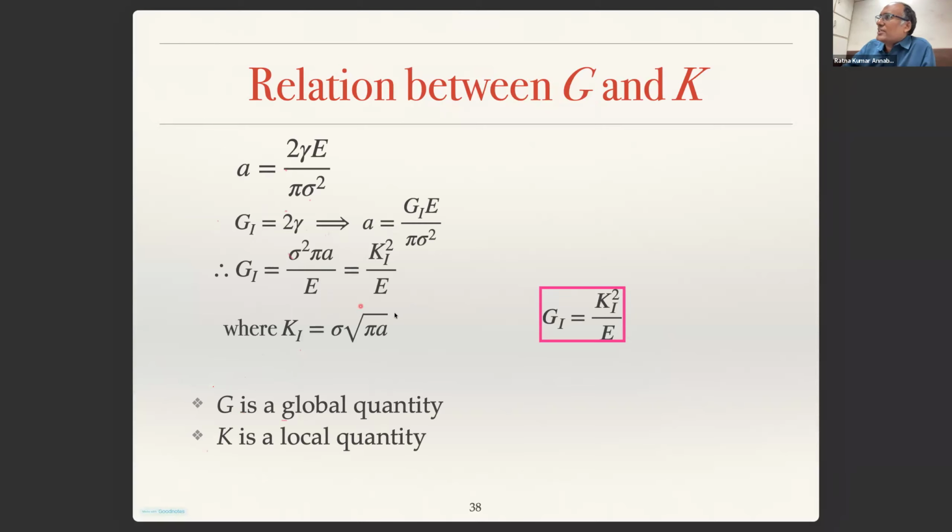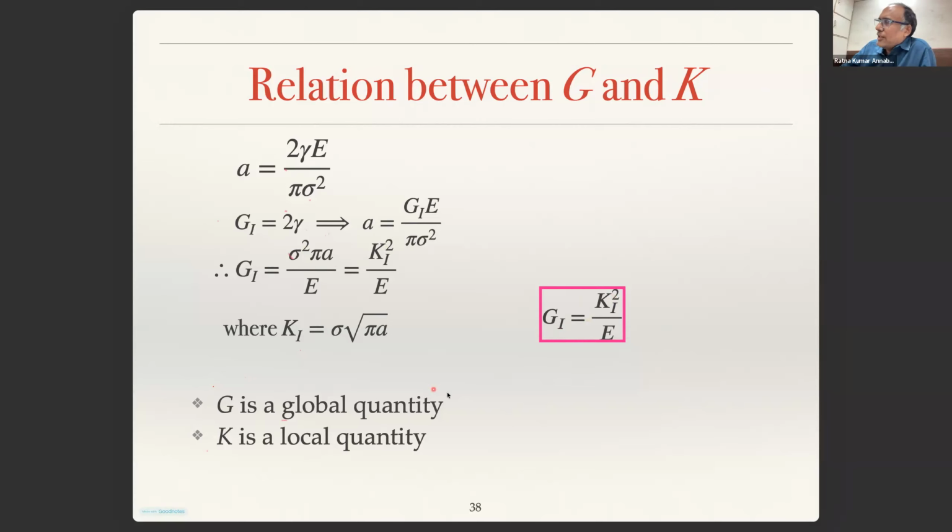So now let us look at the relationship between G and gamma. We know the crack length A is equal to 2 gamma E by pi sigma square, and G1 we know is 2 times gamma. So now A can be written as G1 E by pi sigma square, or G1 is equal to sigma square pi A by E. What is sigma square pi A? That is K1 square, isn't it? Because K1 is equal to sigma root pi A. If you take square of that, sigma square pi A. So now I can write G1 is equal to K1 square by E, where G1 is the energy release rate, K1 is the stress intensity factor. That is how they are related, G1 and K1.